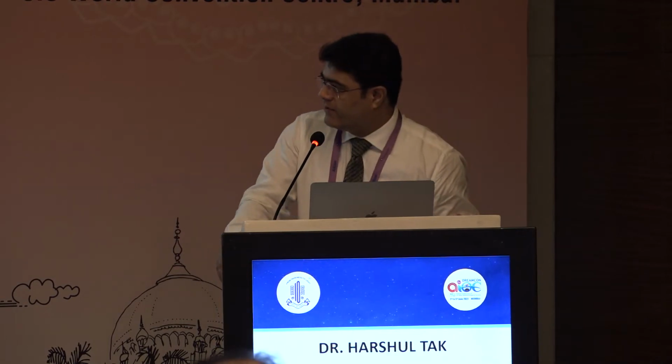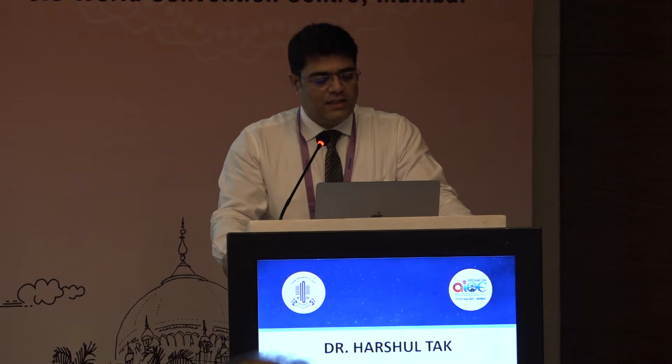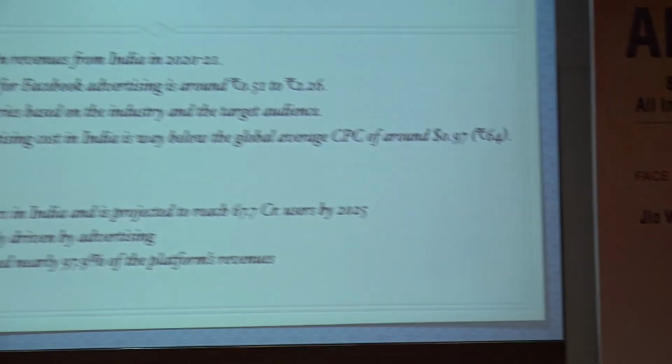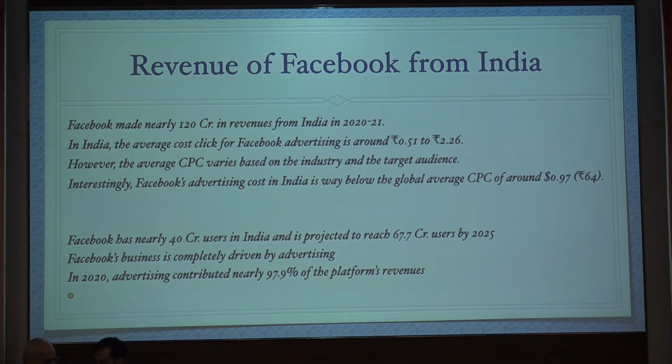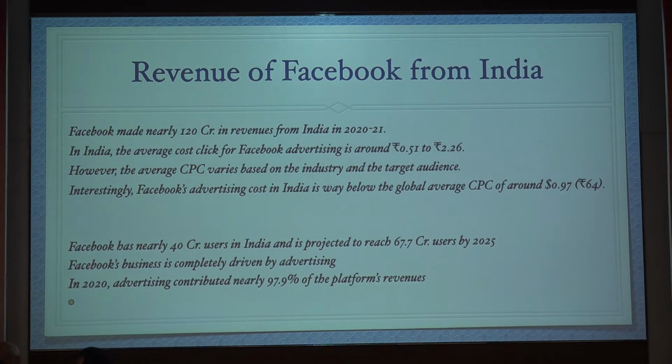Before that, have a look at the revenue of Facebook from India. Facebook made nearly 120 crores from India in 2021. In India, the average cost per click for Facebook advertising is around 0.5 paisa to 2.26 rupees. But this cost per click varies based on the industry and the target audience which we choose. In India, advertising cost is way below the global average. The global average is almost 64 rupees, but in India it's very cheap. And Facebook has nearly 40 crore users in India and is projected to reach 67.7 crore by 2025.